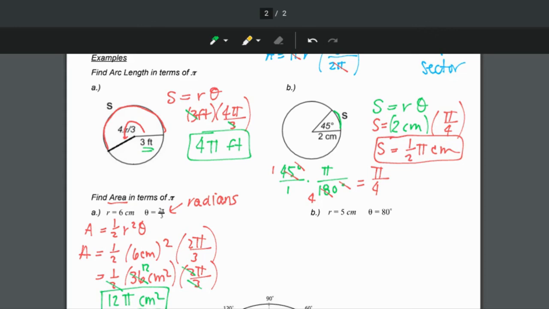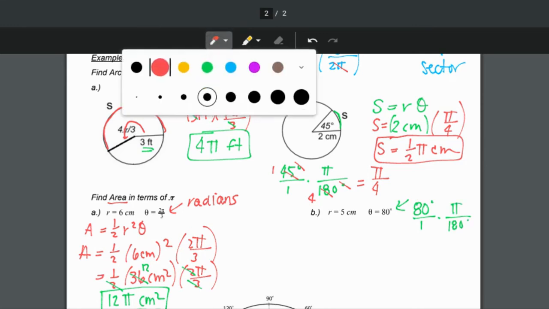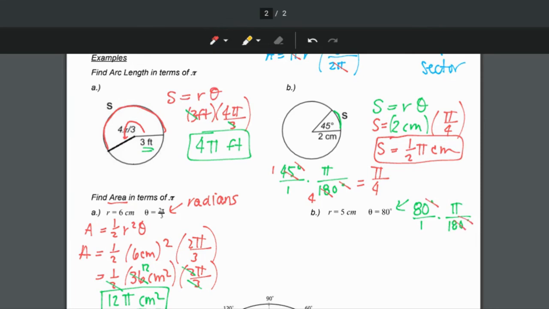It is an area, so you should have centimeters squared. All right, and in part B, notice that they give us an angle measured in degrees, so we're going to have to convert 80 degrees into radians. So we're going to multiply by pi over 180 degrees. And so we're going to simplify that. And we know the degrees cancel out. We could divide by 10. And we could also divide by 2. So that would give me 4 over 9. So my angle measure in radians is 4 pi over 9.